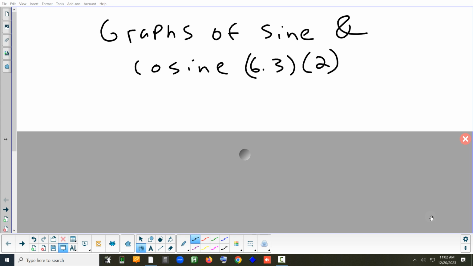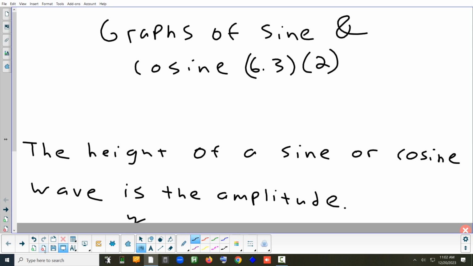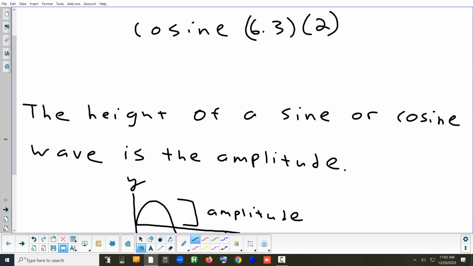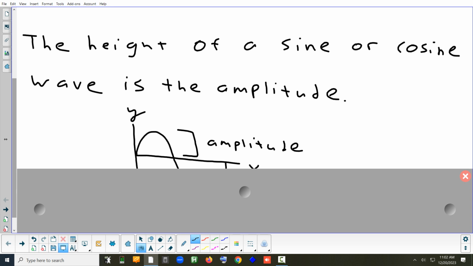All right, so we left off yesterday looking at the shifts, shifting left and right, up and down. Today we're going to look at the stretches, left, right, up and down. So first thing we're going to talk about is when you have a sine or cosine function, what is the amplitude? So the amplitude basically measures the height of the wave.